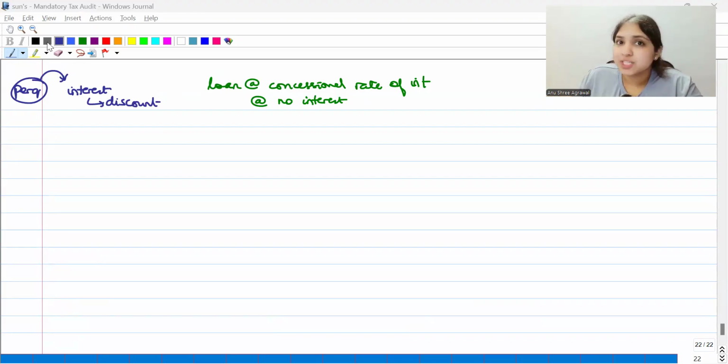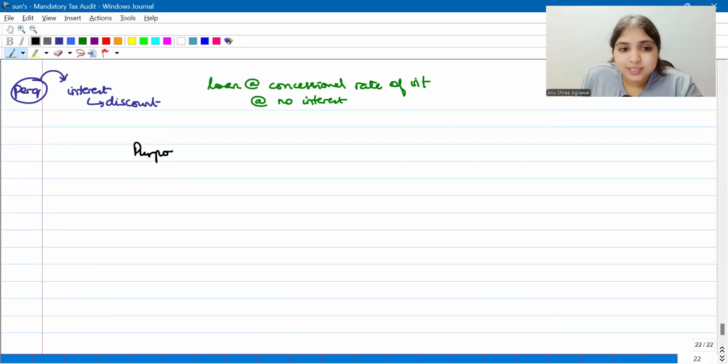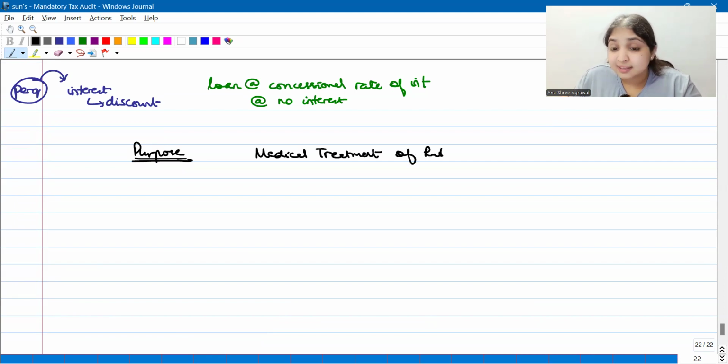Okay. Now the first point over here, you will see what is the purpose of the loan. Is the purpose of the loan medical treatment of a Rule 3A disease? If the purpose of the loan is medical treatment of Rule 3A disease, then I don't care about the amount of the loan.